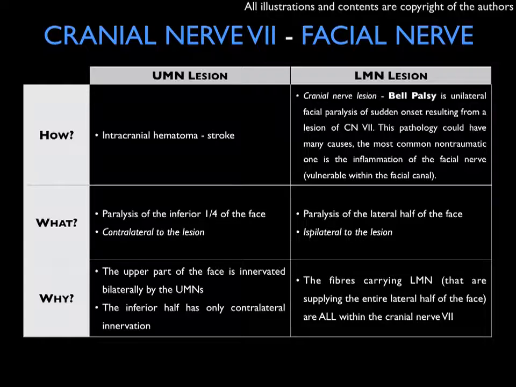What are the symptoms that we will see? The upper motor neuron lesion will manifest as a paralysis of the inferior quarter of the face, contralateral to the lesion, because there is of course the decussation, the crossing over of the motor fibers from the cortex. And instead, the lower motor neuron lesion would be a paralysis of the lateral half of the face, ipsilateral to the lesion. This is basically what everyone knows. I'll try to explain in a few minutes why.